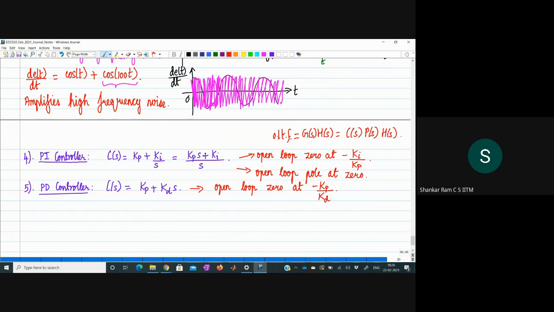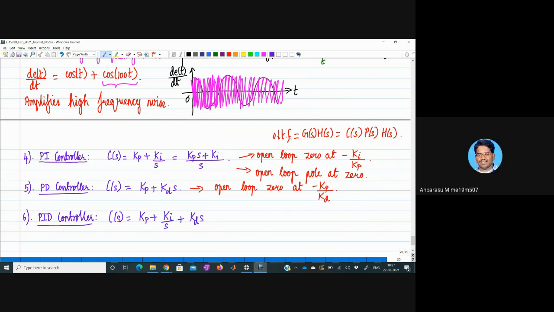And the more generic one: once again, people hardly use ID. The proportional term is typically used. So we use PI, PD, or PID. PID, as the name suggests, will include all three blocks: Kp, Ki, and Kd.